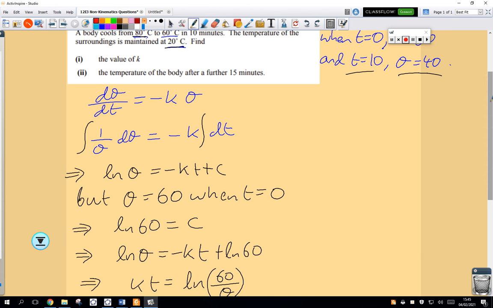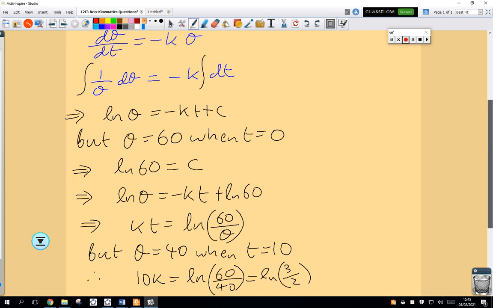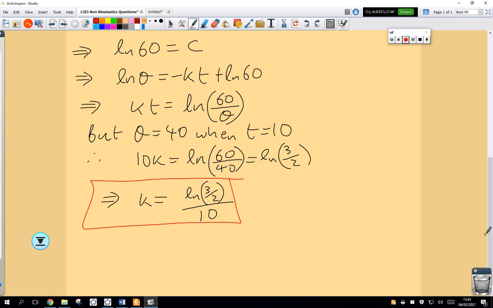The second part of the question says find the temperature of the body after a further 15 minutes. So 10 minutes has passed, a further 15 minutes will make the total time 25 minutes. So when t is equal to 25, we're trying to find the temperature. So we're now into the second part, I'm going to go back to my particular solution. We have a value for k. I'm going to substitute it in here.